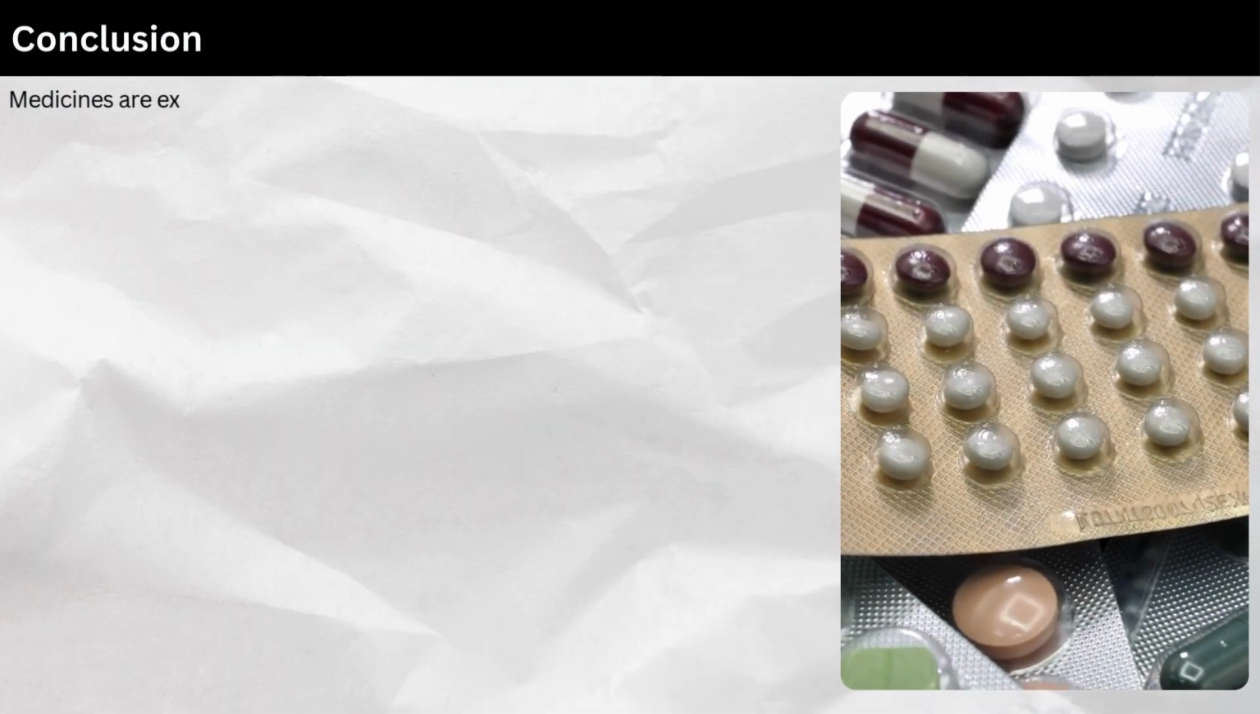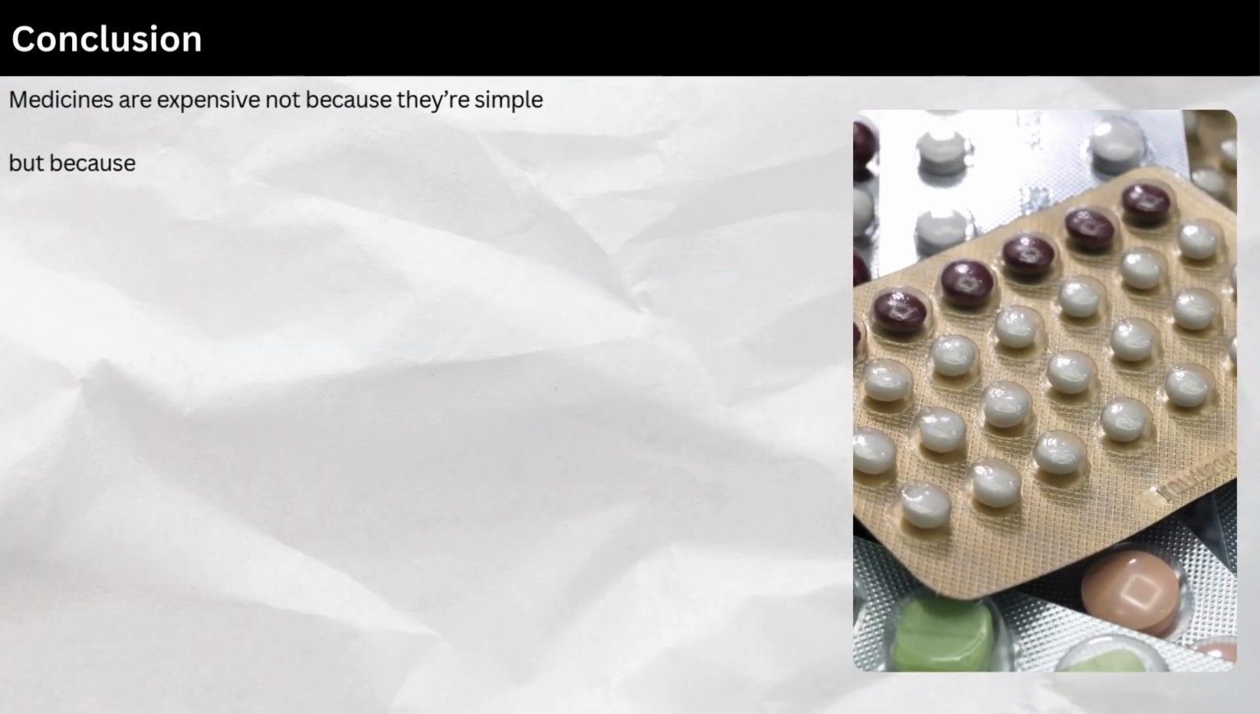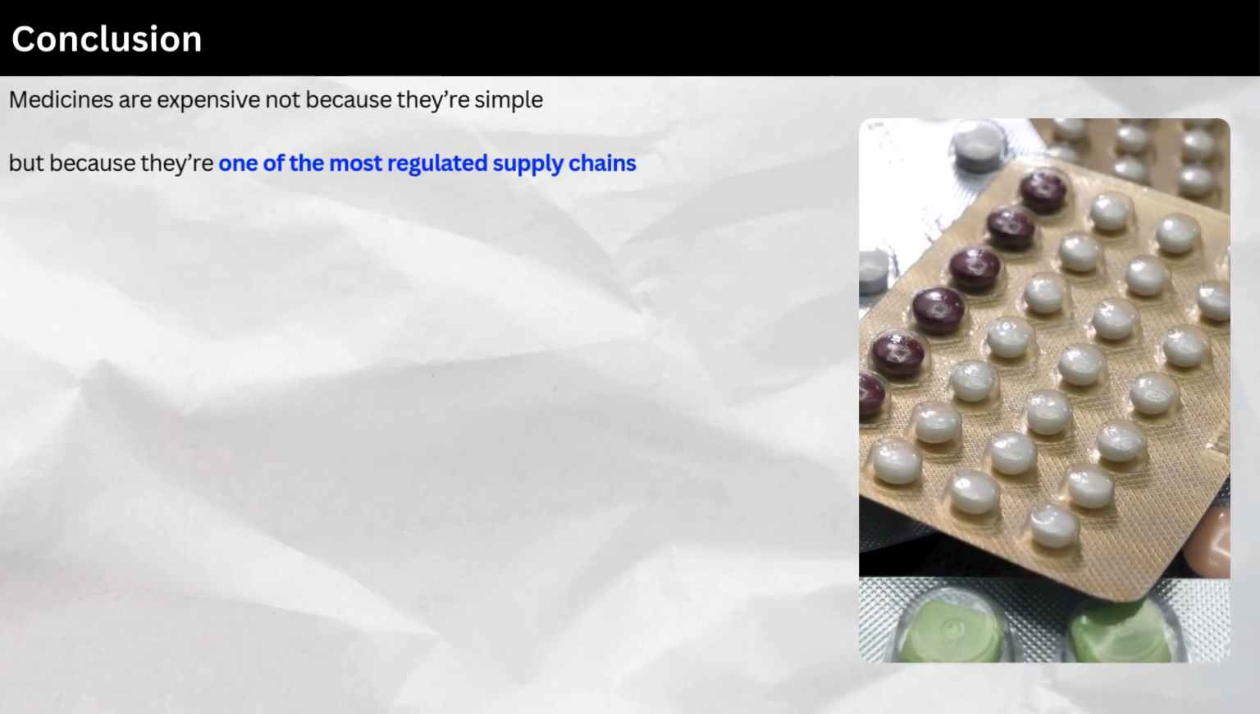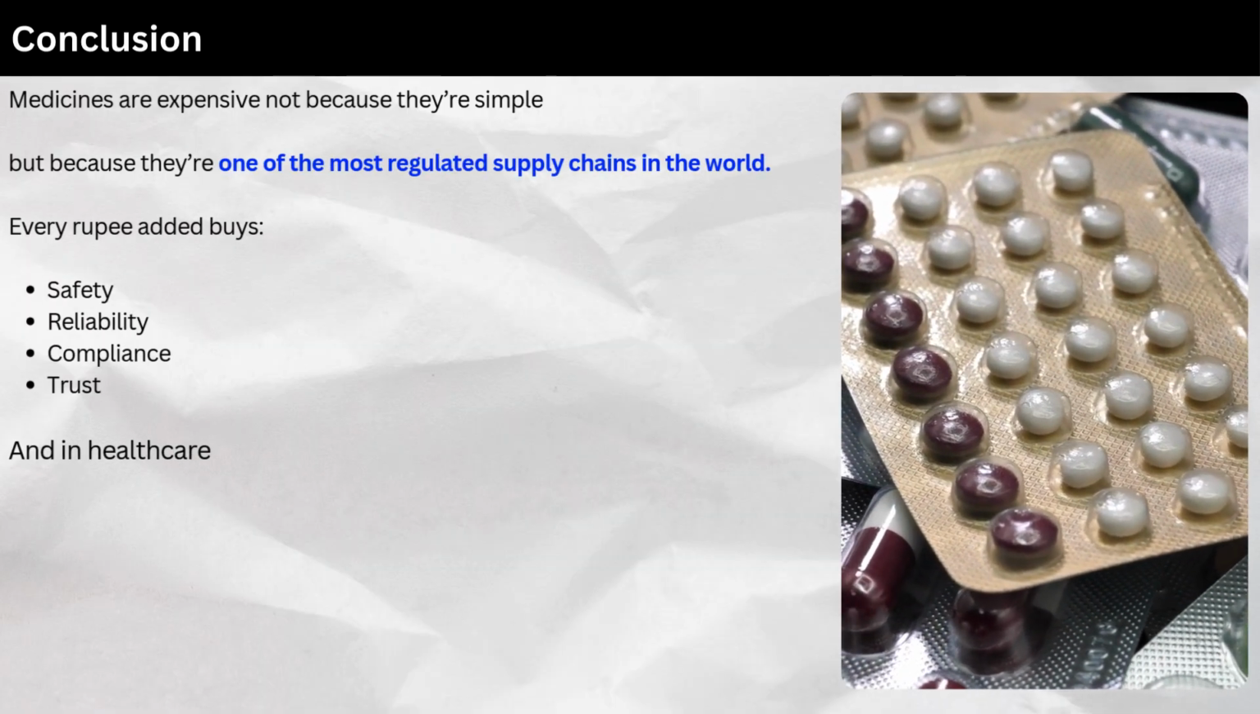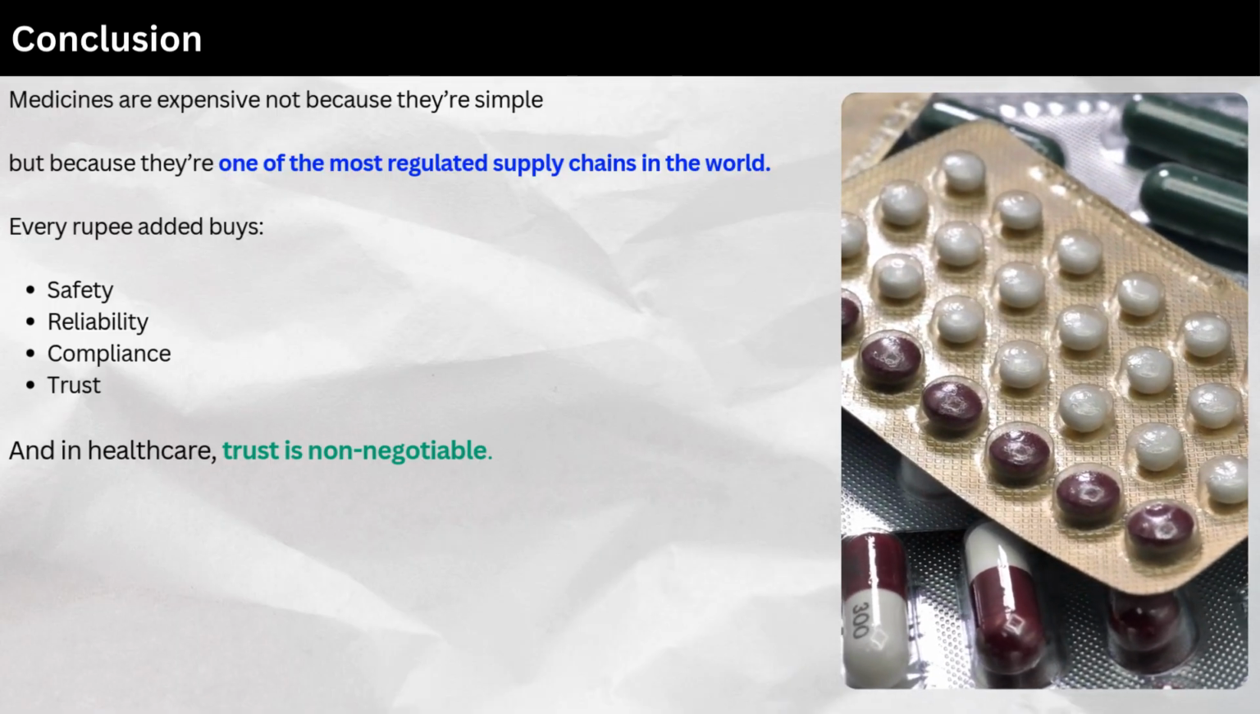Conclusion. Medicines are expensive not because they're simple, but because they are one of the most regulated supply chains in the world. Every rupee added buys safety, reliability, compliance, trust. And in healthcare, trust is non-negotiable.